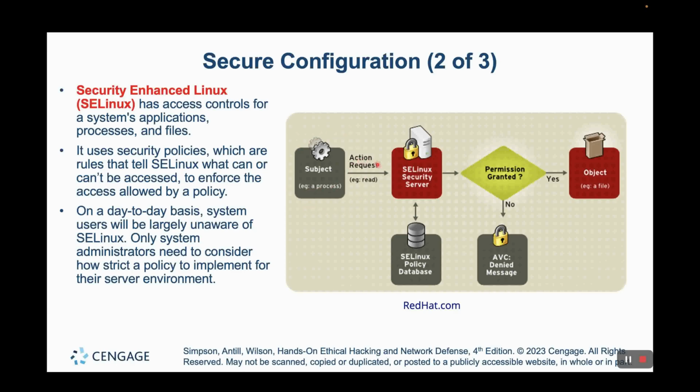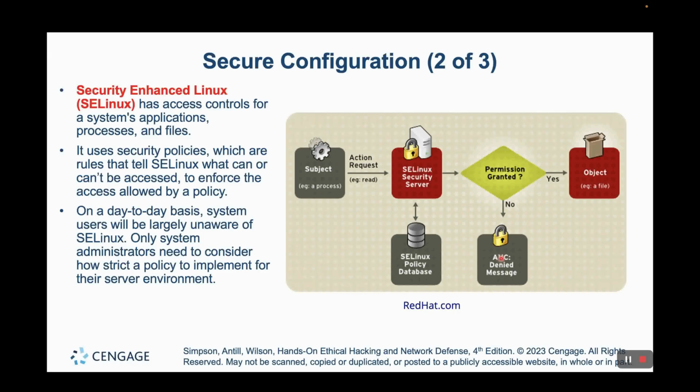Now, this will give you a quick idea about how the system works. Here you can see there's a subject, and the action requested could be read or write. Here's the security server, and here's the SELinux policy database. And here the AVC, which stands for Access Vector Cache, where subject and object permissions are cached. Here you could see that it uses the security policies, which are the rules that tell the server what can or cannot be accessed to enforce the security policy. So the policy tells the server whether it should grant permission. If yes, it will go to the object. If no, it will be denied, and the user will get a denied message.